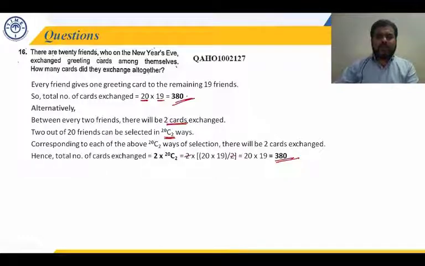Fine. And can you notice one thing? That 2 into 20C2 is nothing but 20P2, right? Because 2 can be written as 2 factorial. So nCr into r factorial is nothing but nPr, right? We have studied this. So this can also be written as 20P2. And when you calculate 20P2, it is basically just multiplying 20 with the next decreasing number 19. 20 into 19, that is 20P2, right? Fine. So the answer is 380.